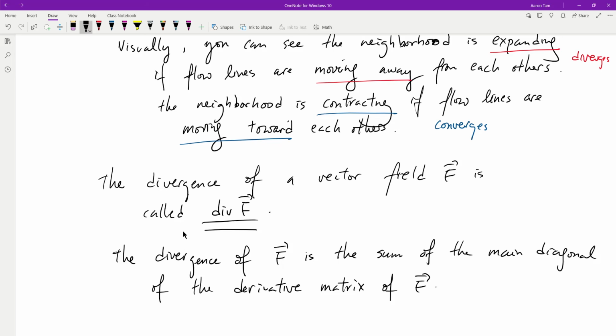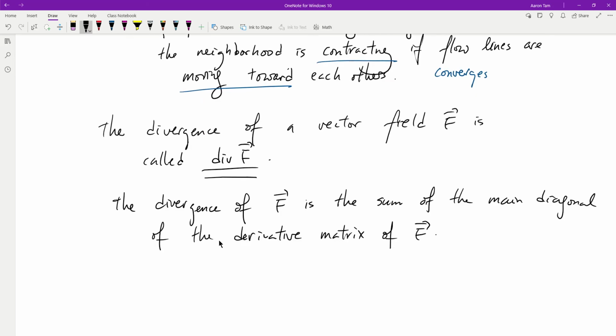So therefore, important to understand is that the divergence of a vector field is actually related to its derivative matrix, which makes sense because we are talking about how things contract or expand near a local area. That change is basically governed by the derivative, because the derivative allows you to change the value slightly. So what we want to know is, when you change the value slightly, does it move further away from the original point or toward the original point?